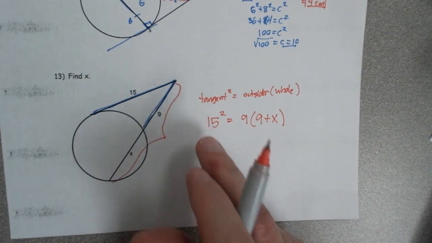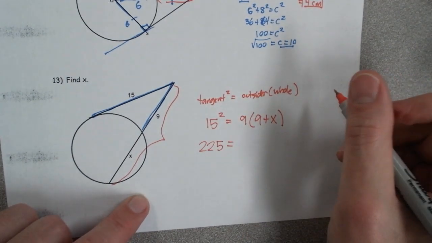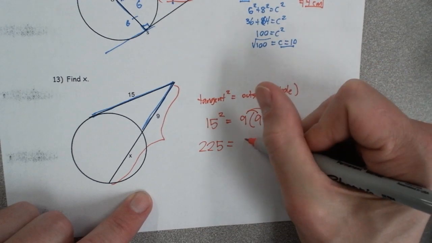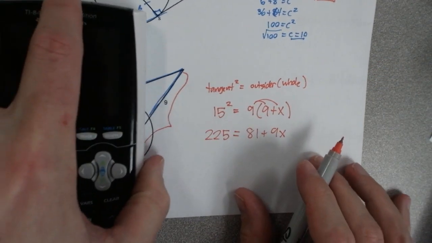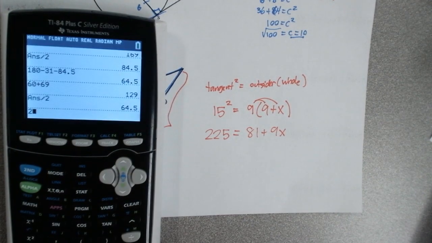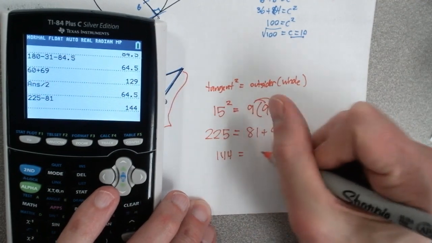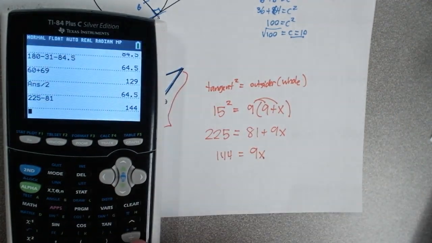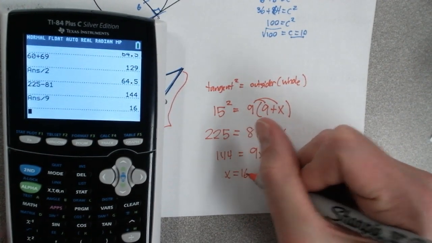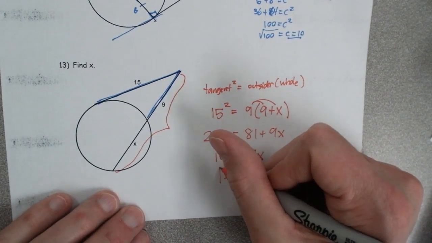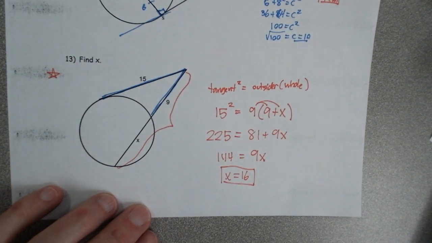All right, 15 squared is 225. And I'm going to have to distribute that 9, so that's going to be 81 plus 9x. All right, 225 minus 81, 144 equals 9x. X is going to be 16. So that's a more basic problem, just plugging in the formula.